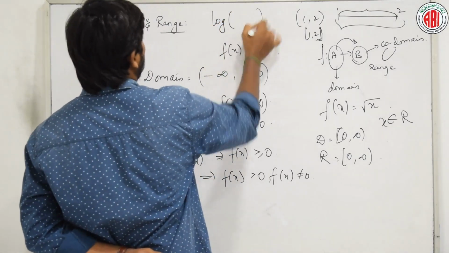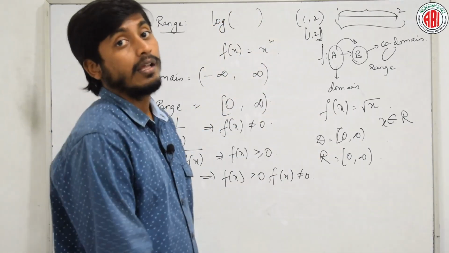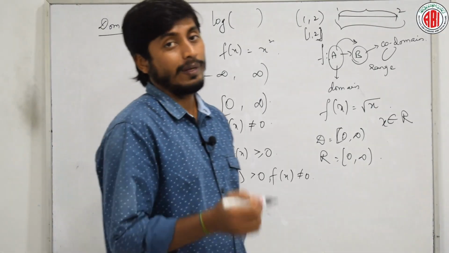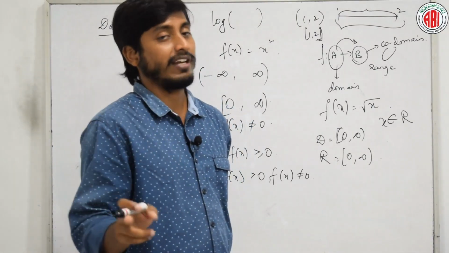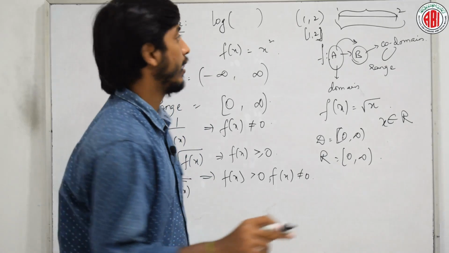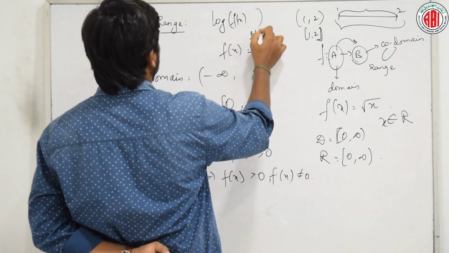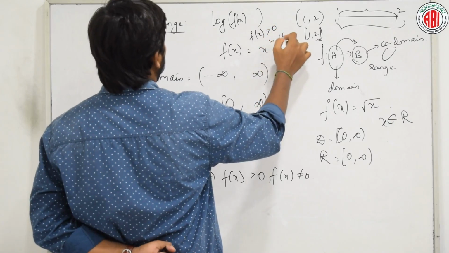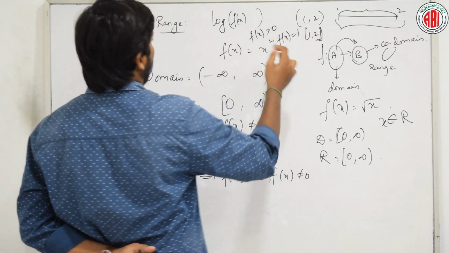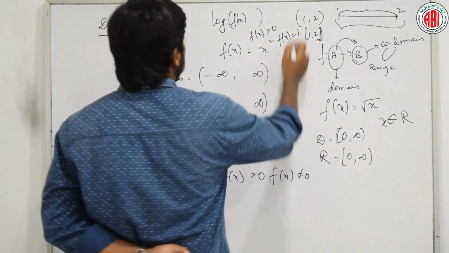Logarithms. Tell me, the log argument should always be greater than 0 and the base should never be equal to 1. Clear? Whatever the logarithm function is there, the base should always be greater than 0 and never equal to 1. Why? Because log 1 is 0.